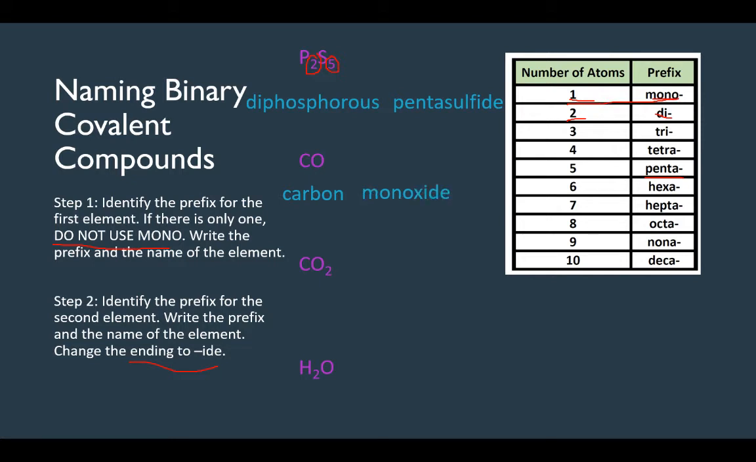Carbon monoxide is CO. The next one, again, we just have 1 carbon, so we just say carbon. And then we have 2 oxygen. So we would use our prefix di and change the ending to "ide," so dioxide. And for the last example, we have 2 hydrogen atoms, so we would have dihydrogen, and then we just have 1 oxygen, so we would say monoxide.